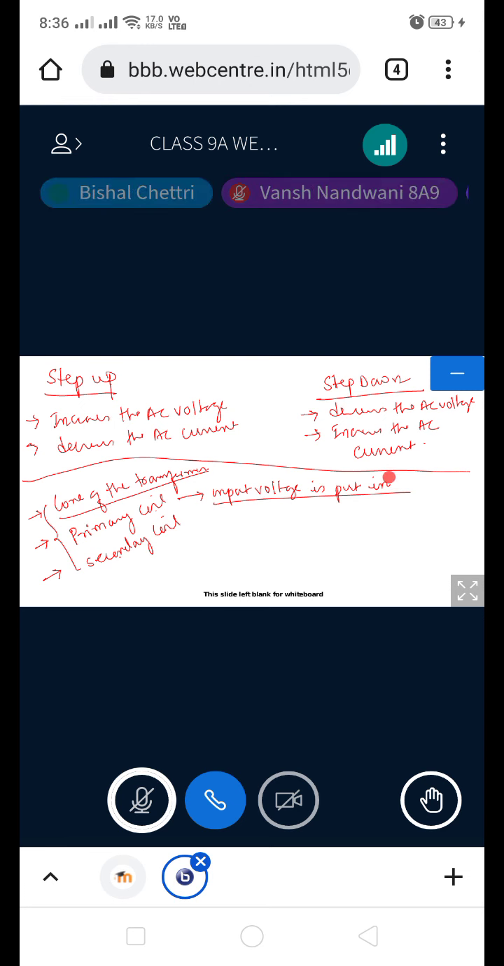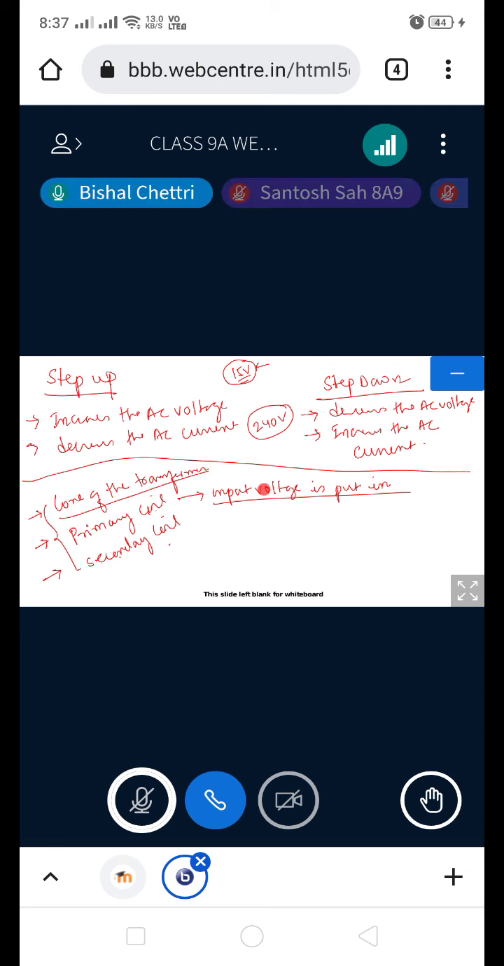What do you understand by input voltage? Input voltage means suppose you have a source which gives you 15 volt potential difference, but you require 240 volt. So this 15 volt you will put in the primary coil, and from the secondary coil you will get how much? 240 volt. If it is, what kind of transformer? Step up transformer.